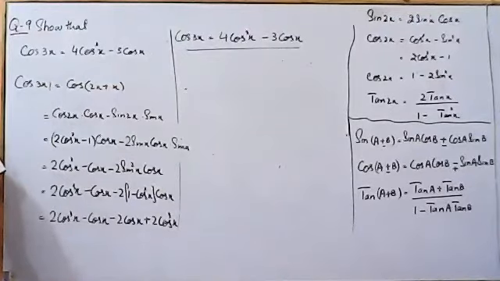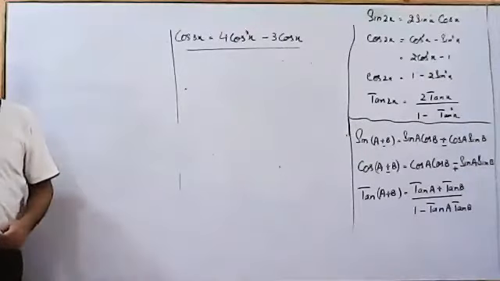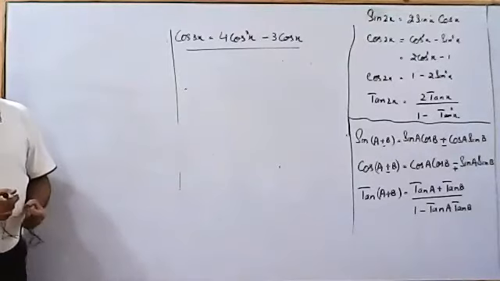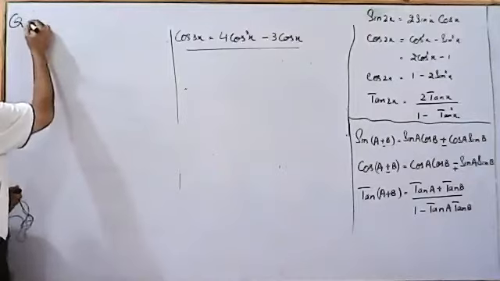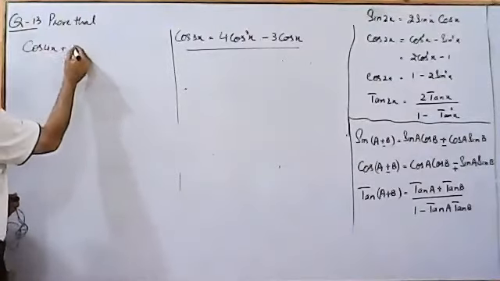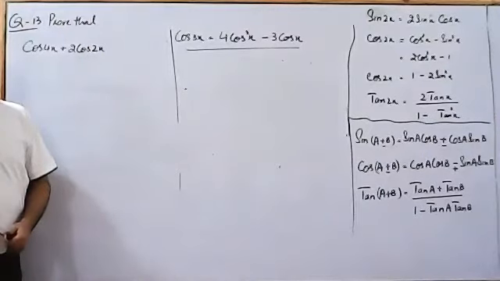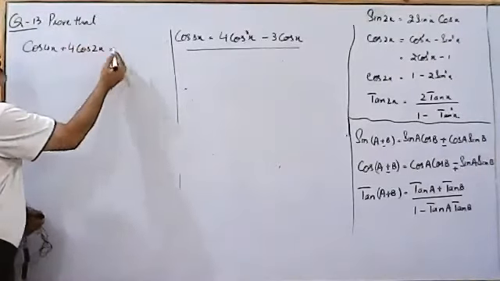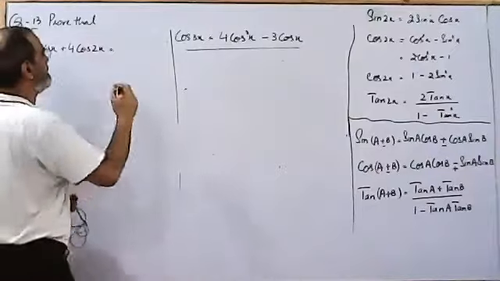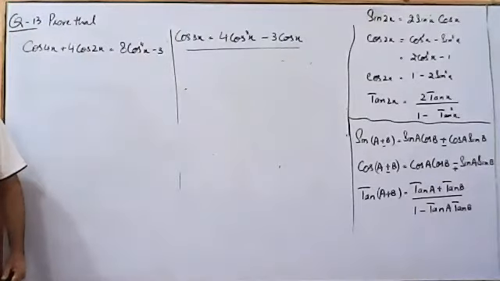Question number 13. Prove that cos 4x plus 4 cos 2x plus 3 is equal to 8 cos⁴x minus 3.